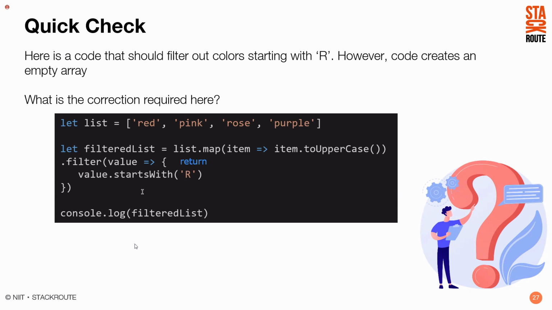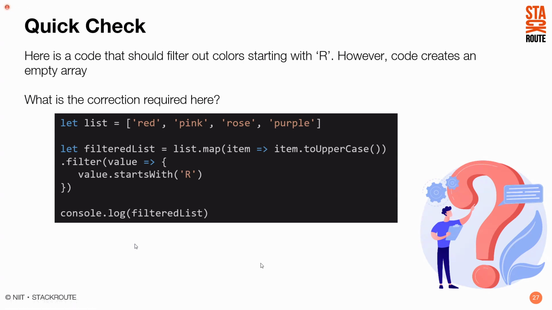The correction required is you need to add return here, before it. So I need to return only the values that start with R. Then only will the filtered list be stored with red and rose. Is that clear?